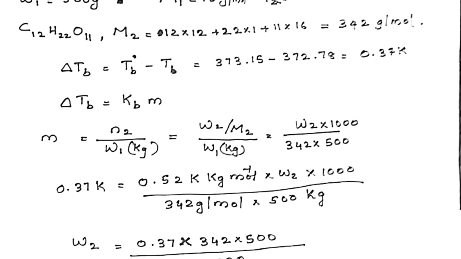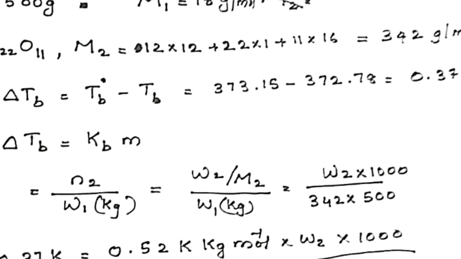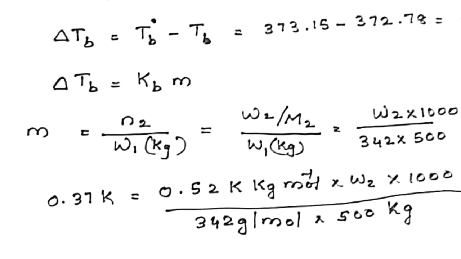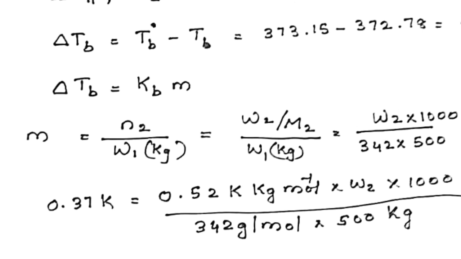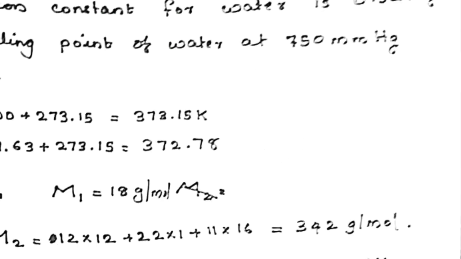That M value, molality, can be substituted in the previous equation, that is delta TB is equal to KB into M. And delta TB, you can see, is 0.37 Kelvin. That value we are also substituting in this equation, so you are getting 0.37 Kelvin is equal to KB. The KB value is given as 0.52 Kelvin kilogram per mole, that you have to substitute here.